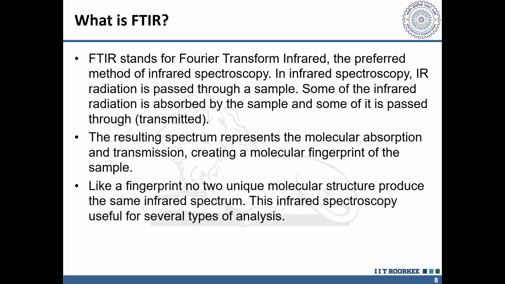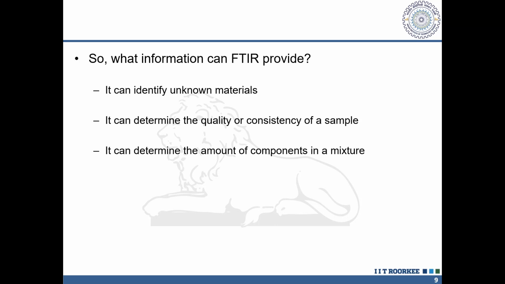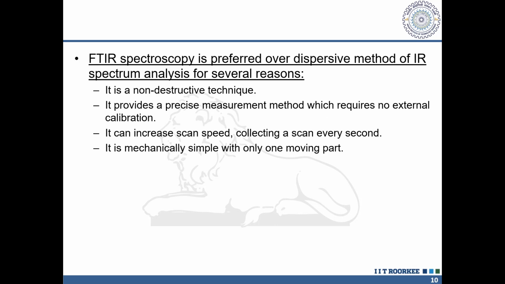So friends, let us also see how a unique molecular structure produces a fingerprint, the infrared spectrum. This infrared spectrum is used for several types of analysis. So what information can FTIR provide? It can identify unknown materials. It can determine the quality or consistency of a sample. It can determine the amount of components in a mixture. And friends, FTIR spectroscopy is preferred over the dispersion method of IR spectrum analysis for several reasons. It is a non-destructive technique. It provides a precise measurement method which requires no external calibration. It can increase scan speed, collecting a scan every second. It is mechanically simple with only one moving part.